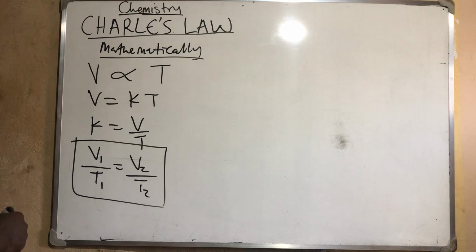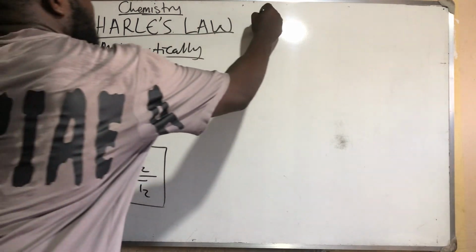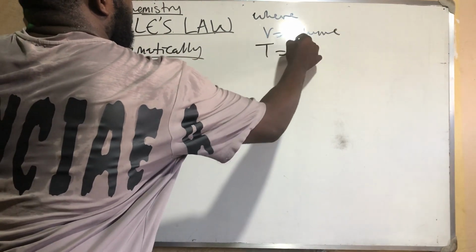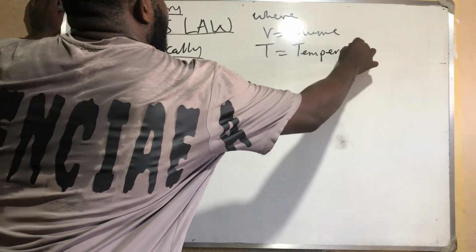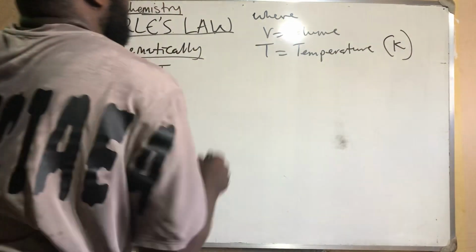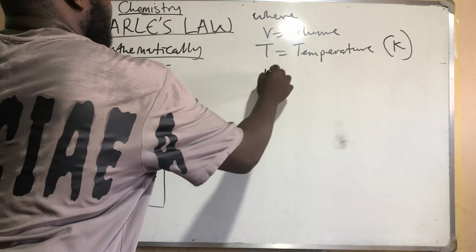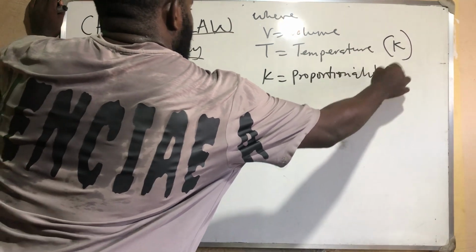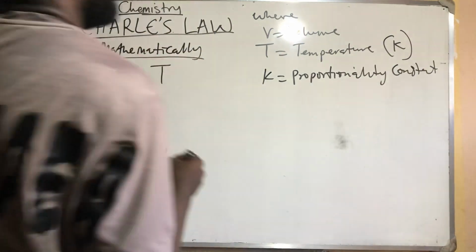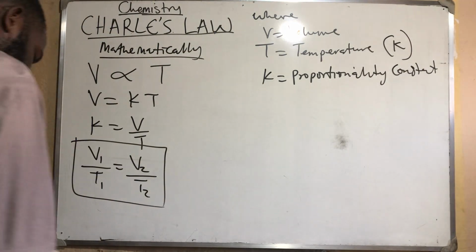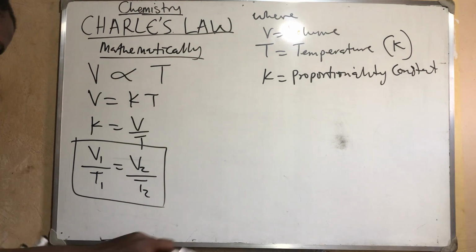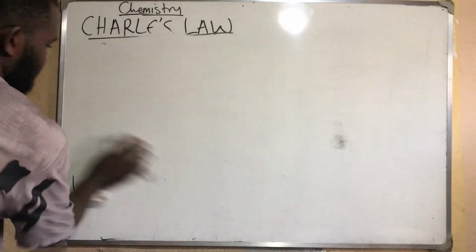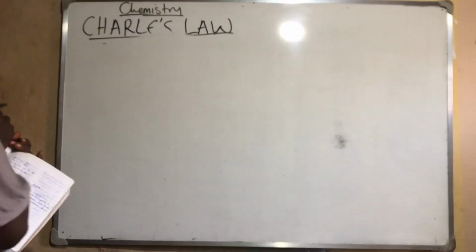Where, don't forget, V is equal to volume, and T is temperature in Kelvin. Please, you must put that this temperature is in Kelvin. Then K is equal to the proportionality constant. So that is that. Now let's solve some questions to illustrate that.